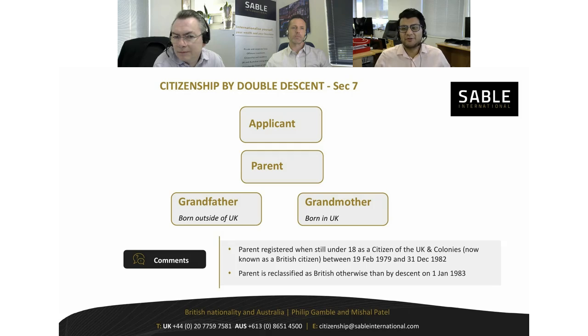So here we have citizenship by double descent, section 7. Philip touched on this earlier, where he mentioned that in the period before 1983, the law didn't allow females to pass on British nationality. So there was a big element of gender discrimination. The UK government became quite aware of that issue towards the end, getting up to 1983, and they knew that on 1st January 1983, they wanted to make things gender equal.